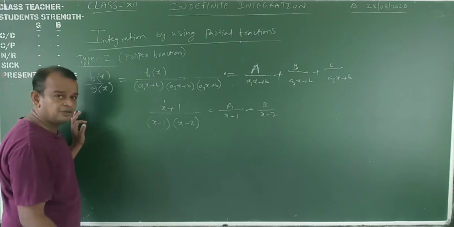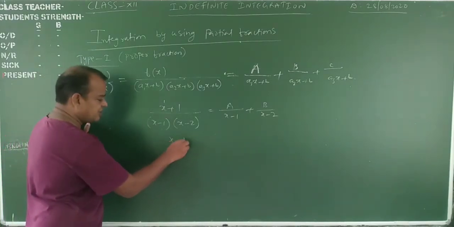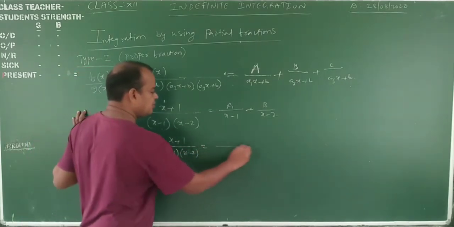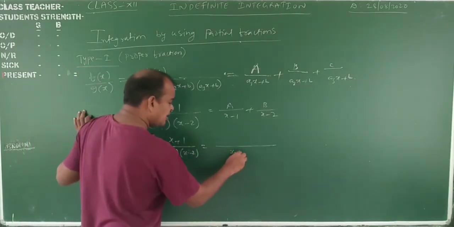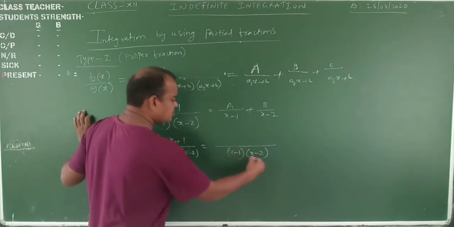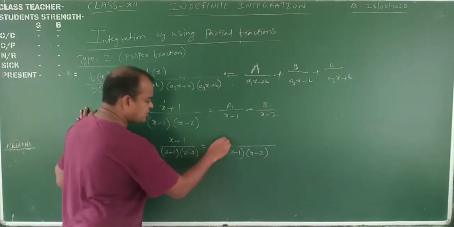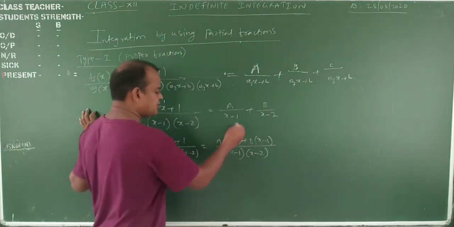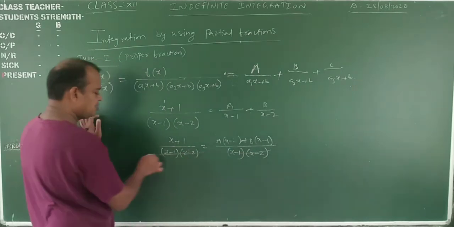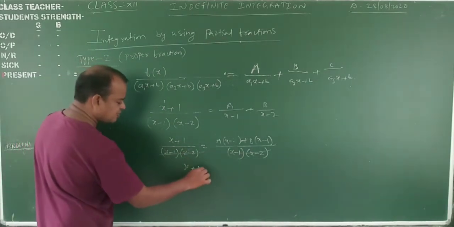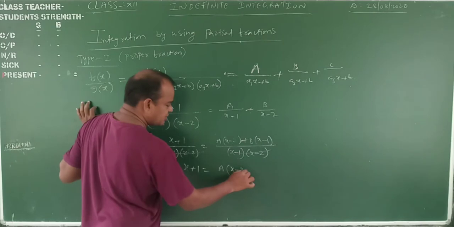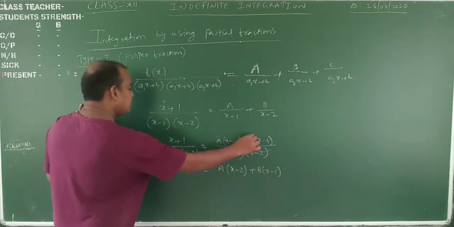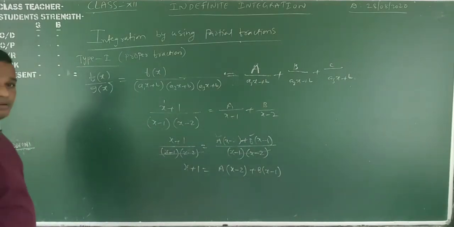Now take the LCM. (x + 1) by (x - 1)(x - 2) is equal to, the LCM is (x - 1)(x - 2), so A(x - 2) + B(x - 1). Here the denominators cancel. What are the remaining terms? x + 1 is equal to A(x - 2) + B(x - 1). Now our goal is to find the values of A and B.